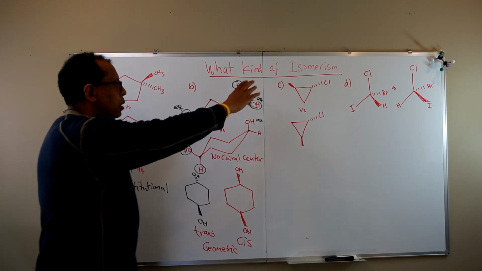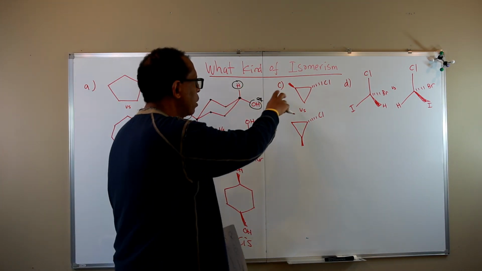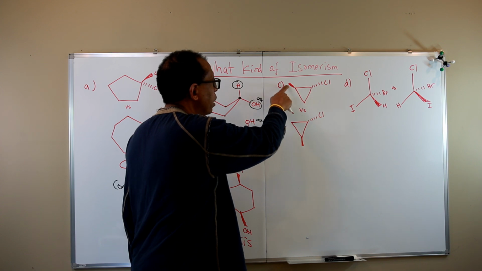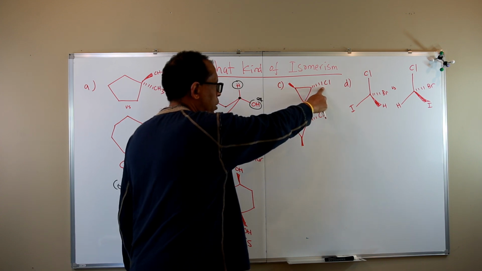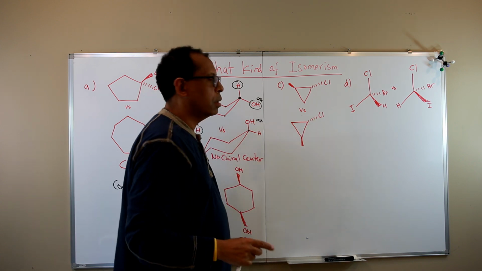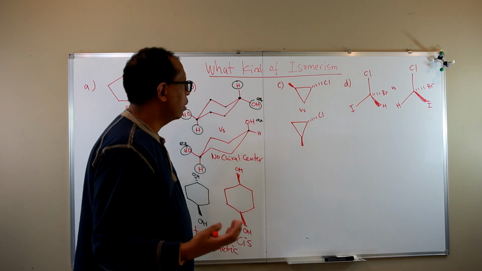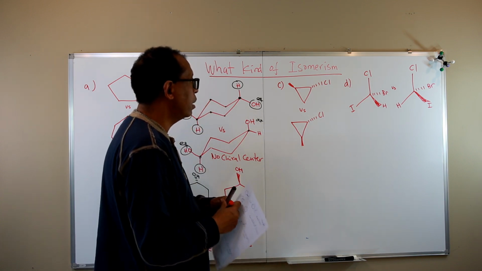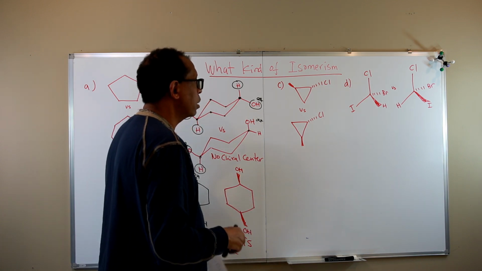Okay, passing on to part C, you have a cyclopropane, which is methyl and chloro substituted. Here also methyl and chloro substituted. So you have to always be careful. The stereogenic center, this compound obviously has a stereogenic center.